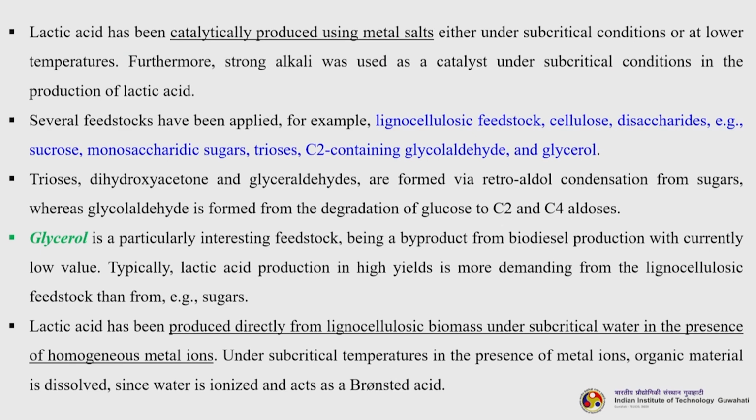Furthermore, strong alkali was used as a catalyst under subcritical conditions in the production of lactic acid. Several feedstocks have been applied: lignocellulosic feedstock, cellulose, disaccharides, for example sucrose, monosaccharidic sugars, trioses, C2-containing glycolaldehyde, even glycerol. Trioses, dihydroxyacetone and glyceraldehyde are formed via retroaldol condensation from sugars, whereas glycolaldehyde is formed from the degradation of glucose to C2 to C4 aldoses.